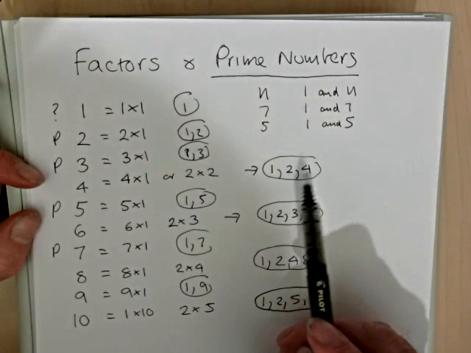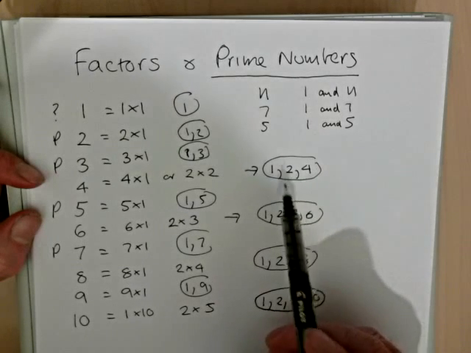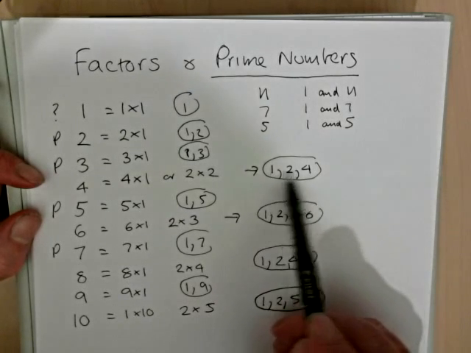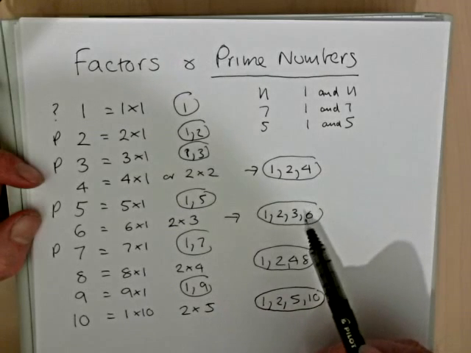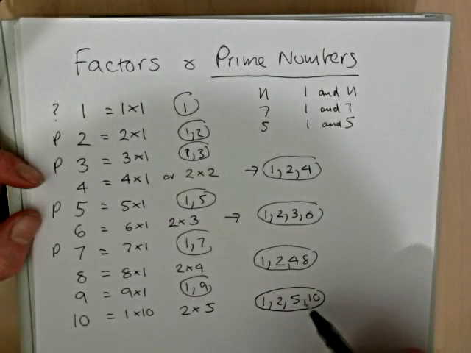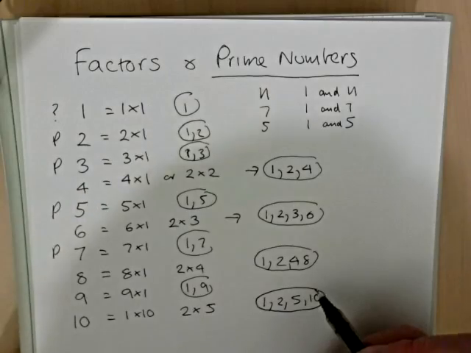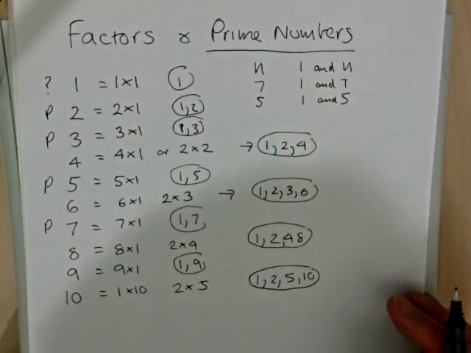The non-prime numbers have more than 2 factors. So in the case of 4, we have 3 factors. In the case of 6, 8 and 10, we have 4 factors. Larger numbers can have lots more factors.